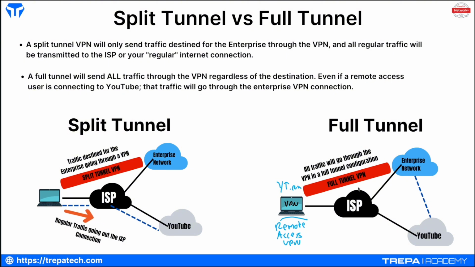Well, if we set up that remote access VPN as a full tunnel deployment, even if that user's browsing things that are non-enterprise, YouTube, google.com, anything that's non-enterprise, the traffic's always going to go out to our enterprise network and then back down to whatever that destination is. If it's YouTube, back up and then back over to the client.